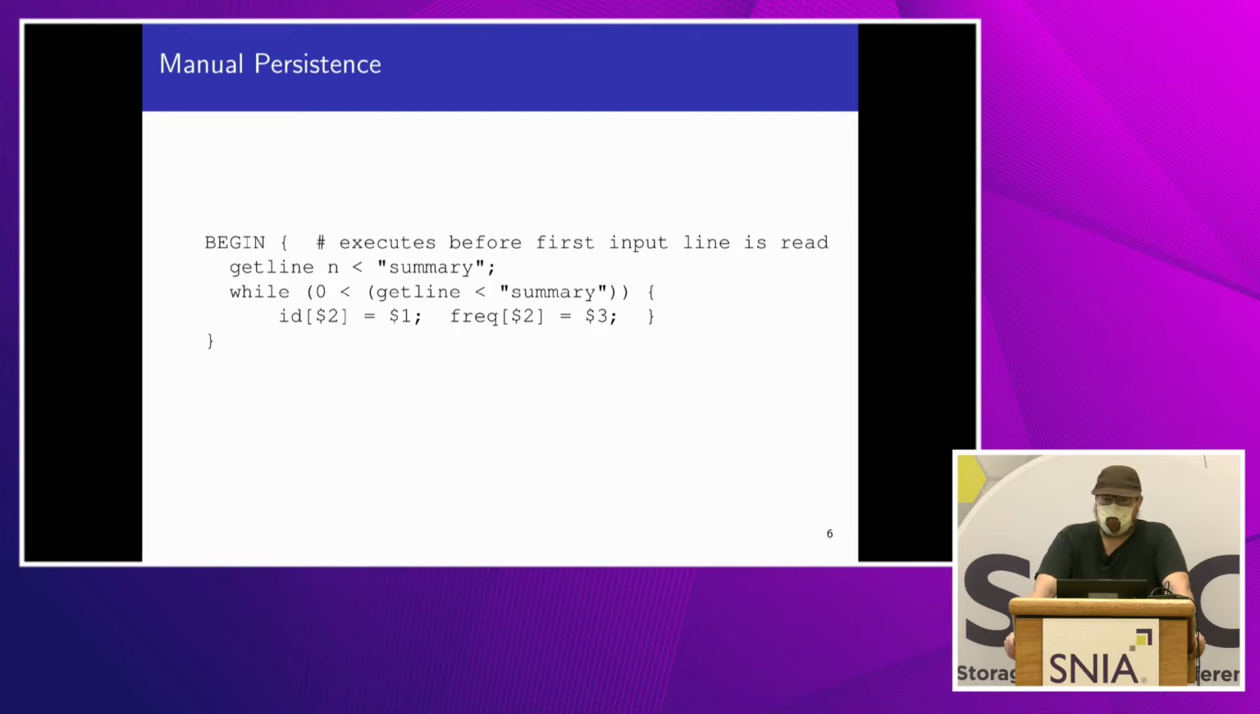Well, here's some homebrew manual persistence code to make our little script incremental. We prepend to our script this begin block, which reads yesterday's summary report and restores script variables, the scalar variable n and the two associative arrays, to the state they were in after reading yesterday's input, which works. But now our formerly pleasant little script has nearly doubled in size, and all we've accomplished with the new code is restoring the script to its state at the end of its previous execution, which tells us something.